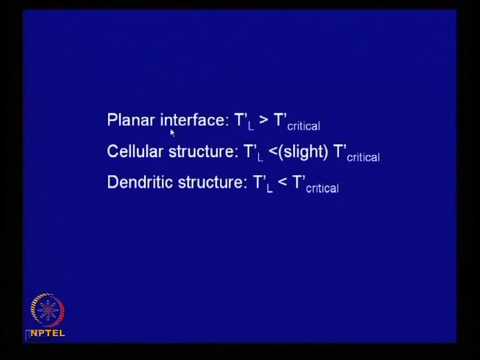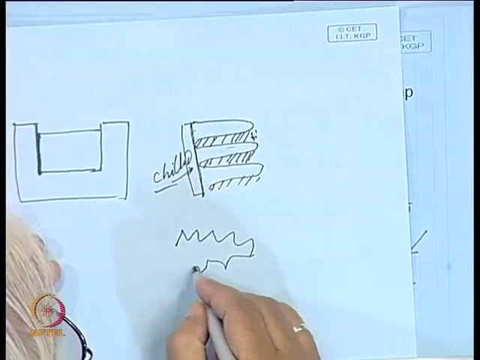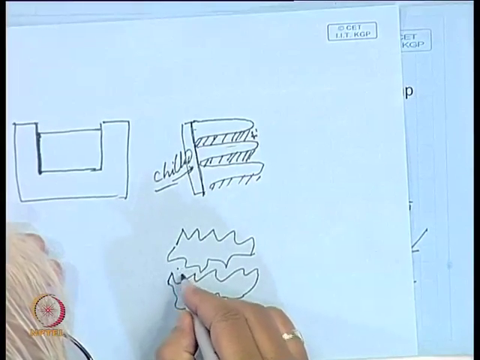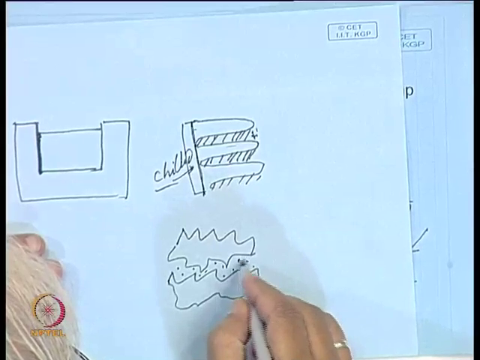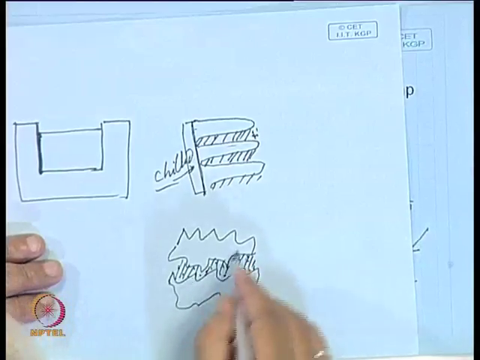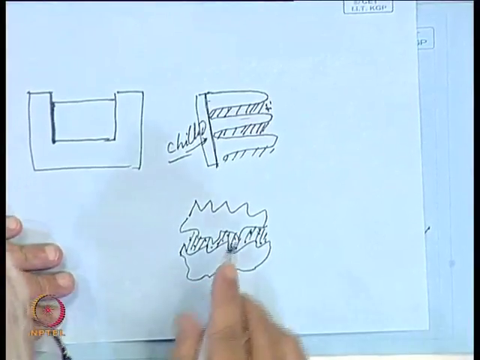And the criterion for the type of structure that you get is, if you have a planar interface, in that case the gradient should be greater than the critical. In case of a cellular structure, the gradient is slightly lower than the critical. And when it is significantly less than the critical, in that case you will have a dendritic type of structure in this grain. So, dendritic structure will develop, and here also the liquid which is present here will convert into eutectic.